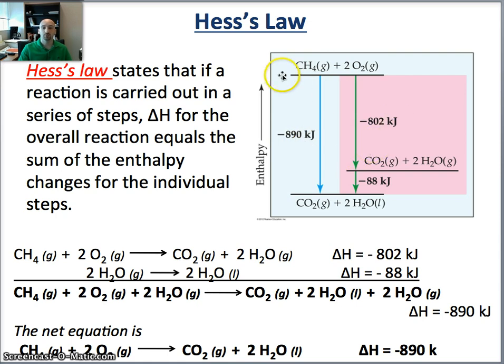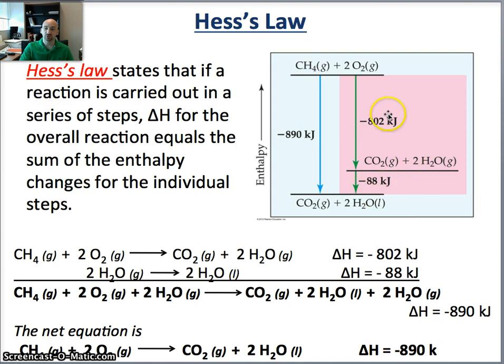However, based on Hess's law, this reaction proceeds in 2 steps. It first takes the methane gas, reacts with oxygen gas to produce carbon dioxide gas and water as a gas, which is minus 802 kilojoules for the change in enthalpy. Then it converts the water as a gas to water as a liquid, and that takes minus 88 kilojoules.